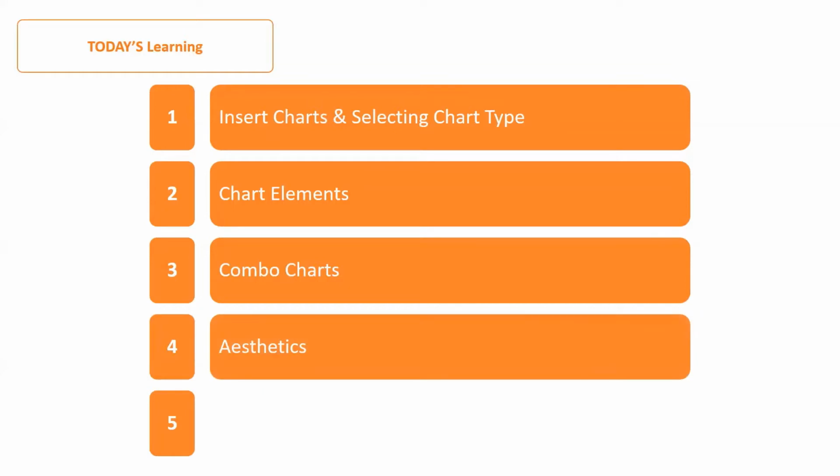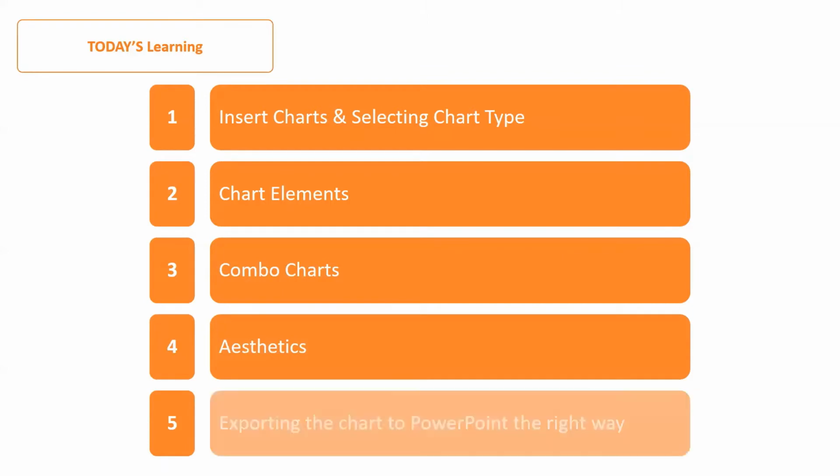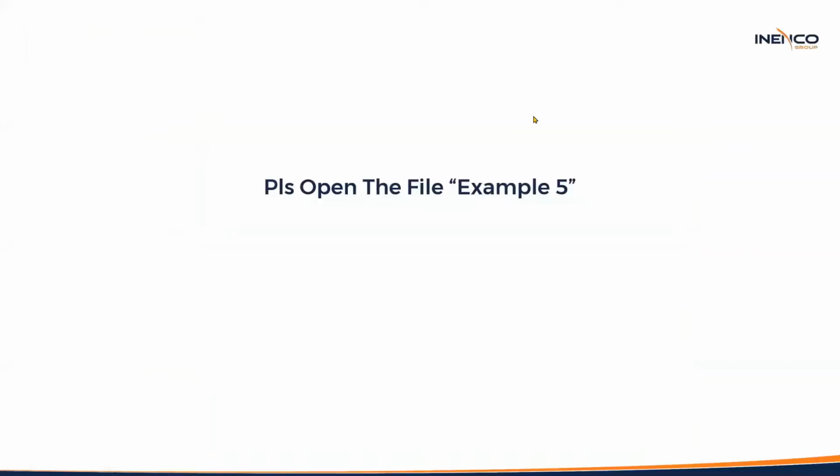And then we're going to talk about aesthetics. This thing is cringeworthy. Sometimes I'm looking at graphs and charts which have been created on Excel but are now being presented on PowerPoint, and how they look. We're going to talk about that, and then exporting the chart to PowerPoint the right way. So what is the right way? How do you make sure that when you change the data in Excel, the charts are updated automatically?